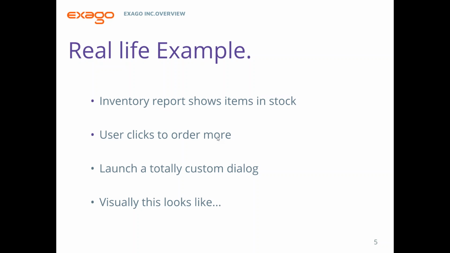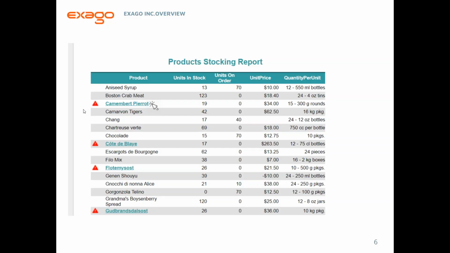So if they're running low on something, they can not only look at a report, but looking at that report, they can then immediately take action without having to go to a different page, call someone, or send an email or anything. They can immediately see a clickable item, click on it, and launch into a custom dialog. So what's that look like visually?